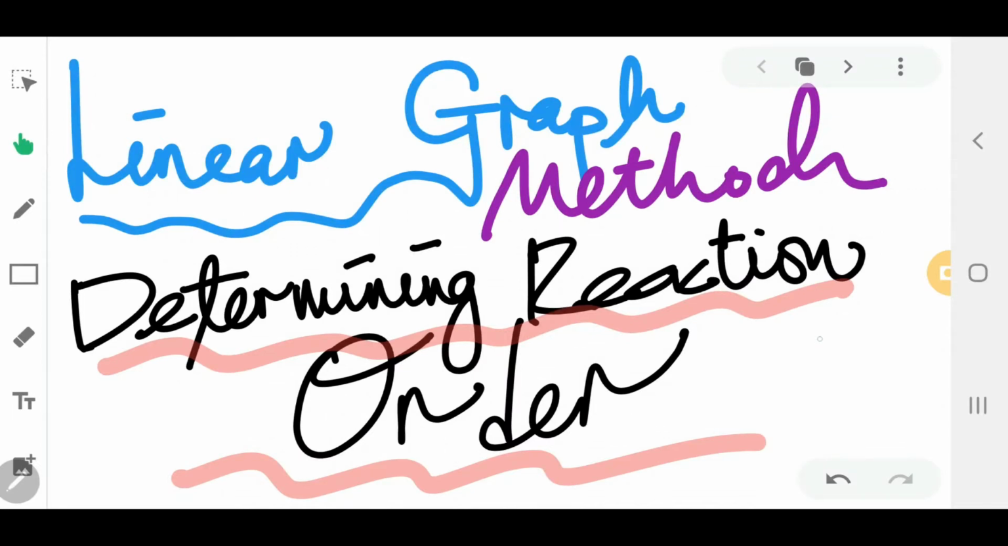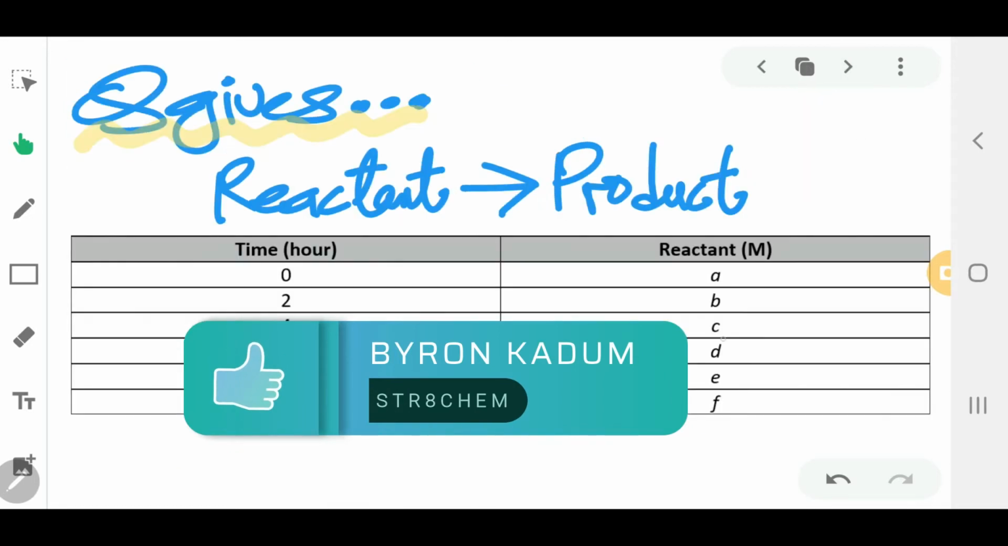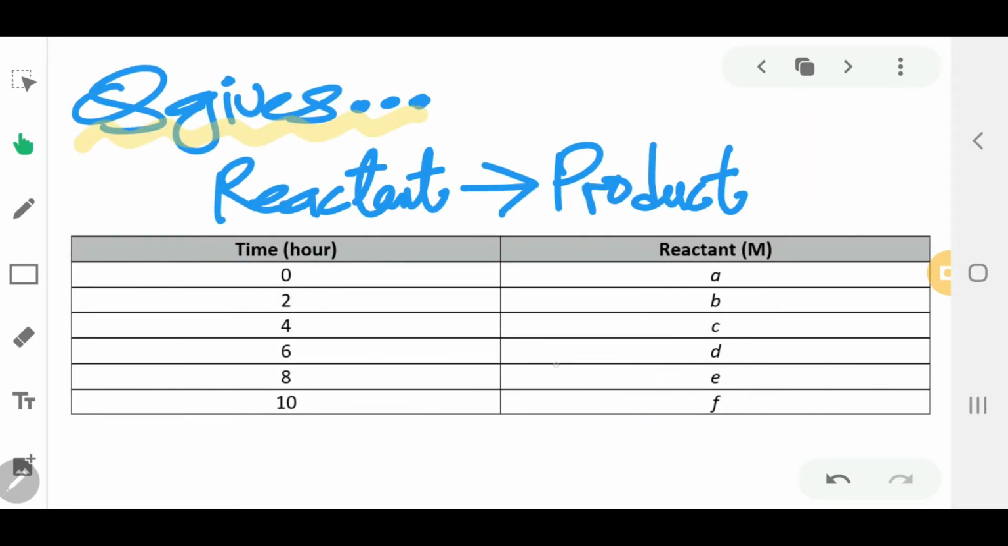Hello, in this video we're going to learn how to use the linear graph methods in determining the reaction order of a reaction. Typically, the question will give you a table containing the time taken for the reaction to move forward and the concentration of the reactant for all of the periods of time right here.